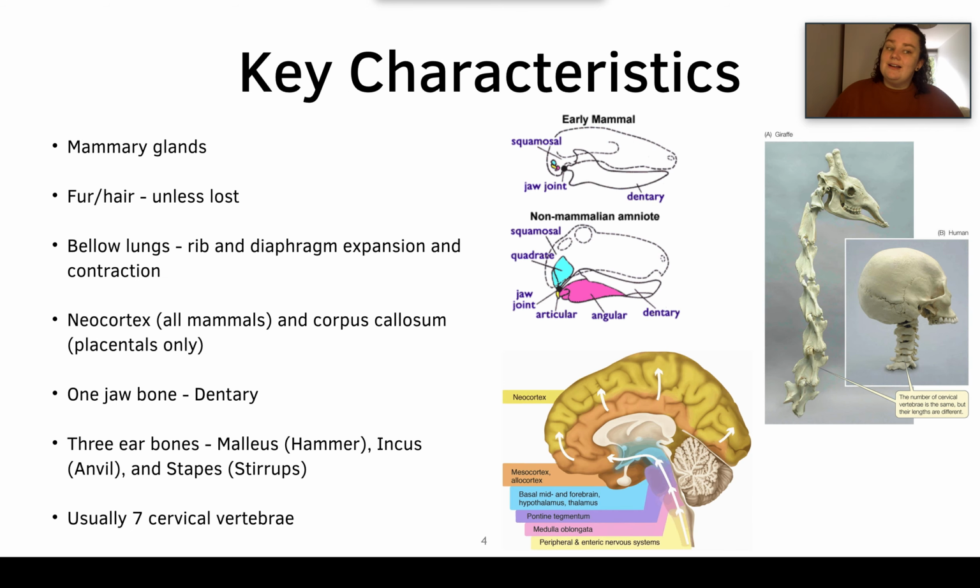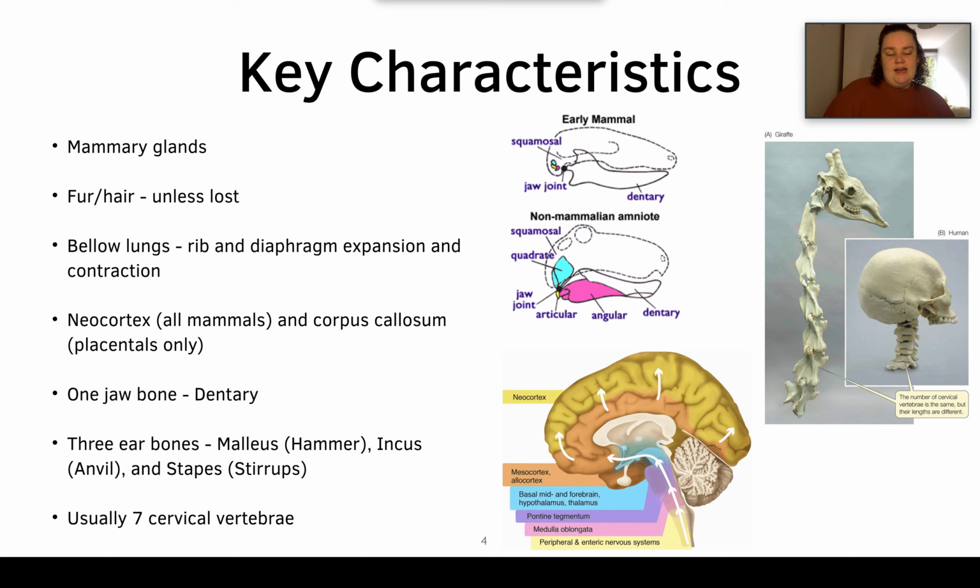So what are the key characteristics of mammals? There are mammary glands, which are the glands that mammals use to produce milk for their young. They're furry or hairy, which although some have since lost, so for example humans, we are like the least hairy mammals going. Bellows lungs, which is a type of lung that mammals have, and it's rib and diaphragm expansion and contraction, so it's like this when we're breathing.